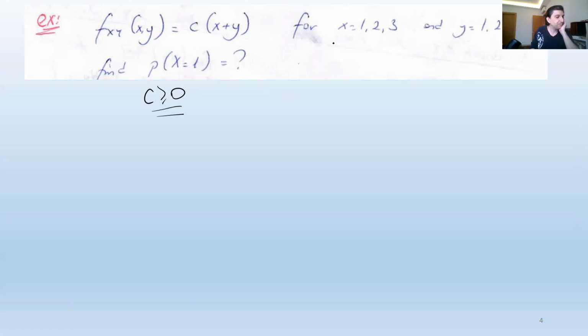Anyway, that's the first part. But we can find an exact value. How? We should remember that if we sum over the support of x and y, this is going to be equal to 1. So that's exactly what we are going to do. When we equate this to 1, there's going to be only one unknown in this equation, and we can find the c value.